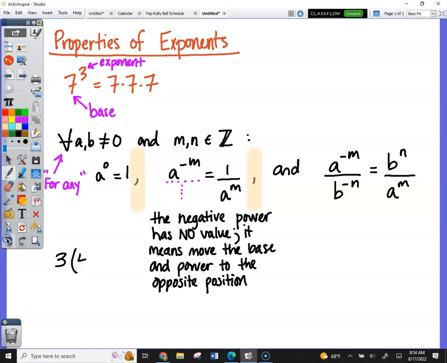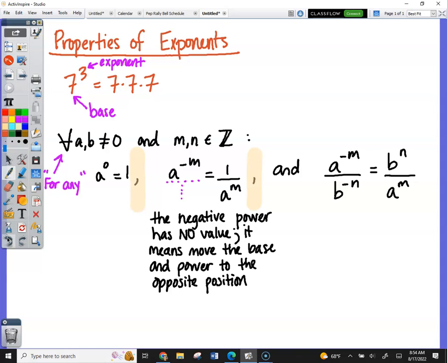Now, the next rule is, what if you have multiple negative exponents? Then you can move multiple things. You can be as simple as saying, hey, these are both negative, so I'm just going to take this and switch it. That's one way to do it.